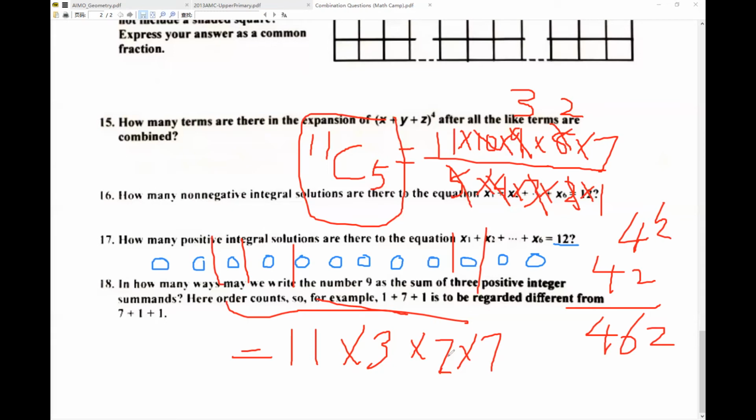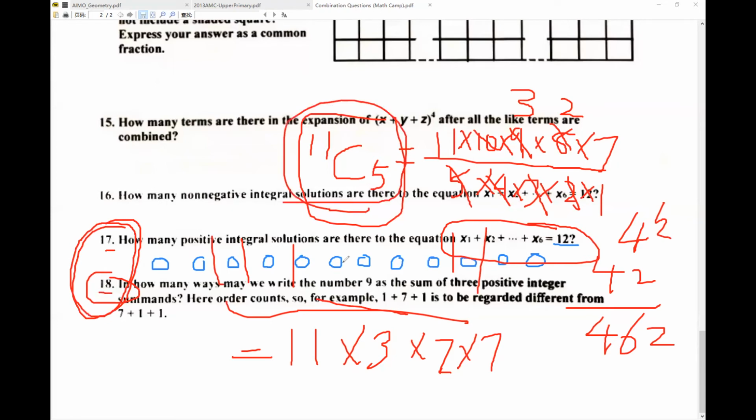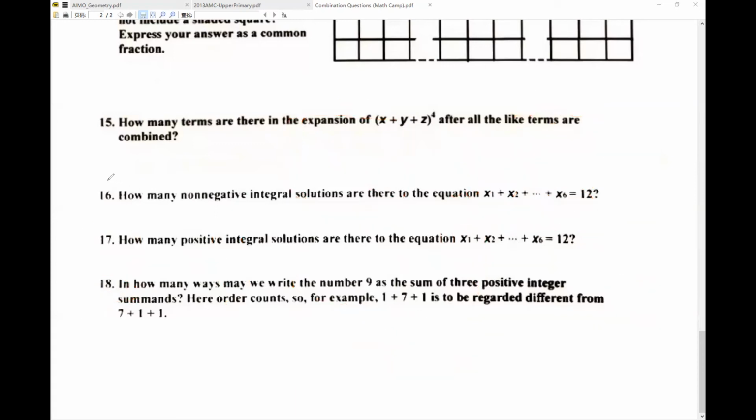So next time, if you see a similar question like this one, or the different similar questions like question 17 or 18, you can use this method. It's easy to remember and a fast way to solve them. We don't need to list everything together, that's too hard. Okay, good.